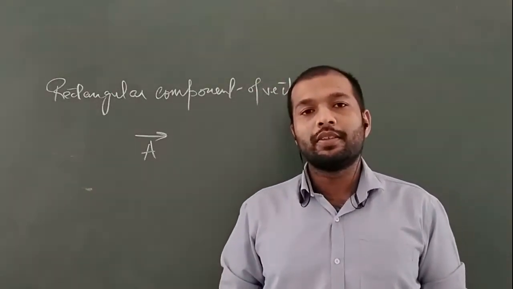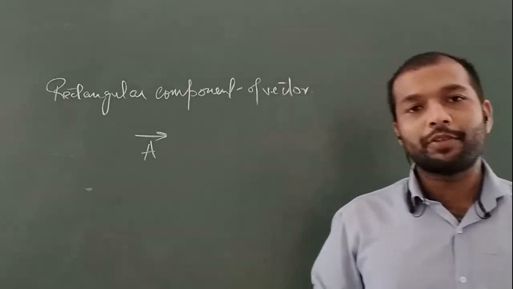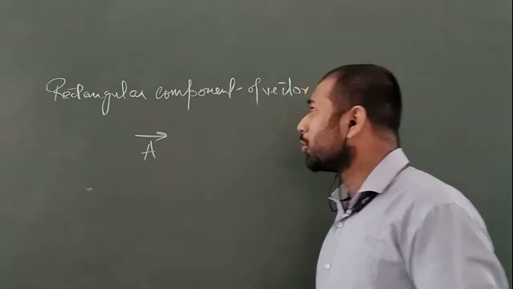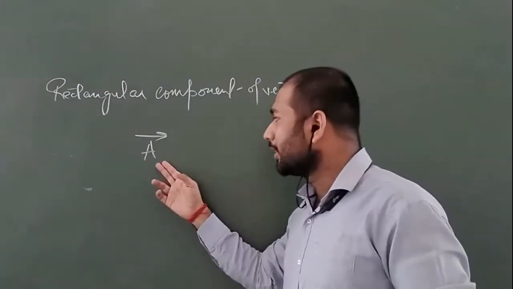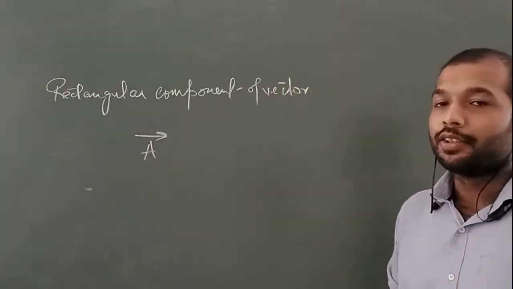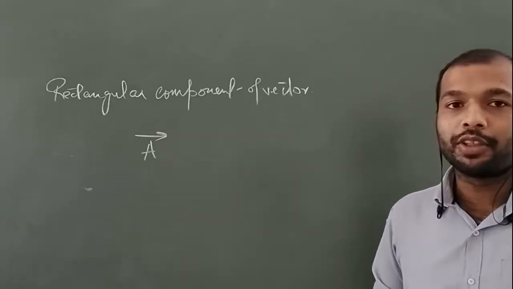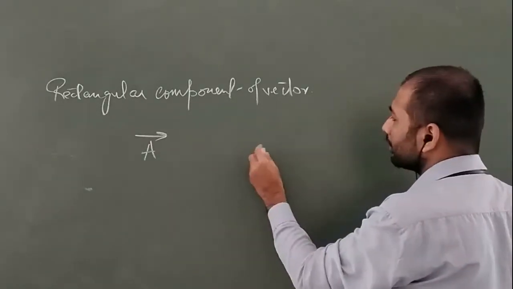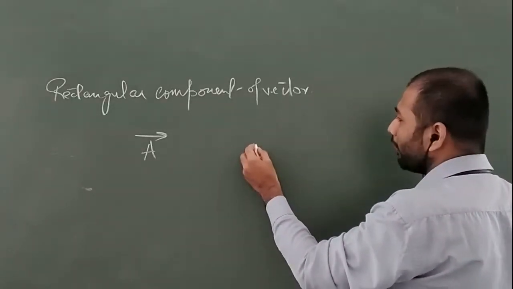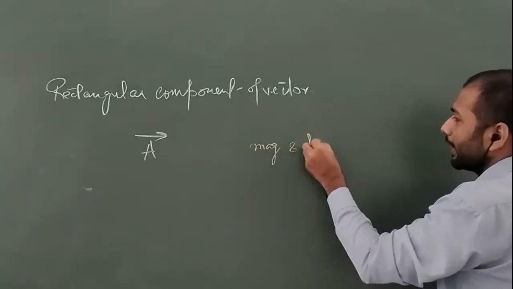So we are having a discussion over the topic of vectors related with chapter number 4, and today we are going to talk about the rectangular components of a vector. You all have now a basic idea of how to represent a vector: using an arrow you can denote whether a physical quantity is a vector quantity or not. A vector is a quantity that has some magnitude and some direction.